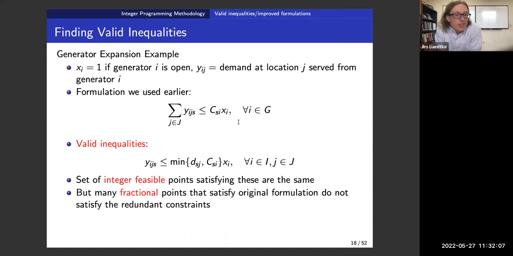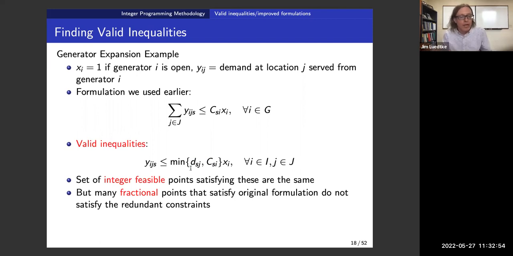But it turns out we can add some additional valid inequalities where we say that the amount that we send, y_ijs, from i to j in scenario s, can't be more than x_i, that binary variable, multiplied by this term here, which is the minimum of the capacity of facility i and the demand of customer j in scenario s. If the capacity is the smaller of these things, then this inequality really doesn't do anything because it's weaker than what we have here. But in many cases, the demand of customer j might be smaller than the overall capacity of facility i, and in that case this is not redundant.